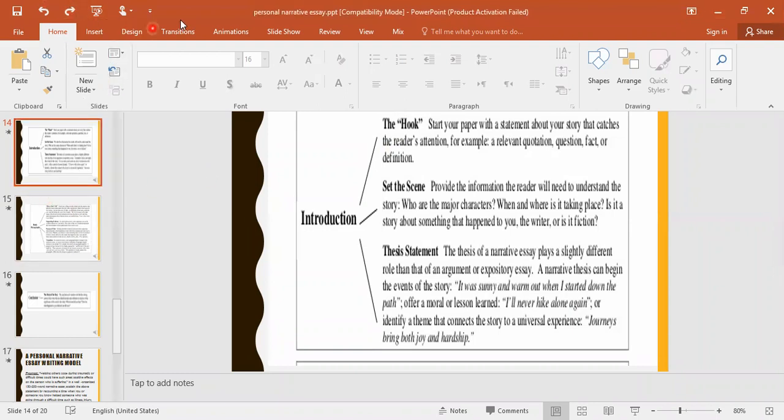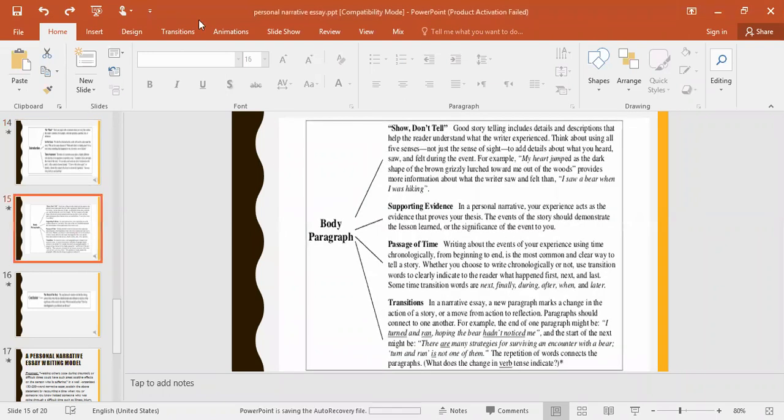Let's now continue with the body paragraph. Let's continue with the body paragraphs. In the body paragraphs, there are many things that you can write. Of course, you're going to develop the effects. يعني you are going to write what happened with you.